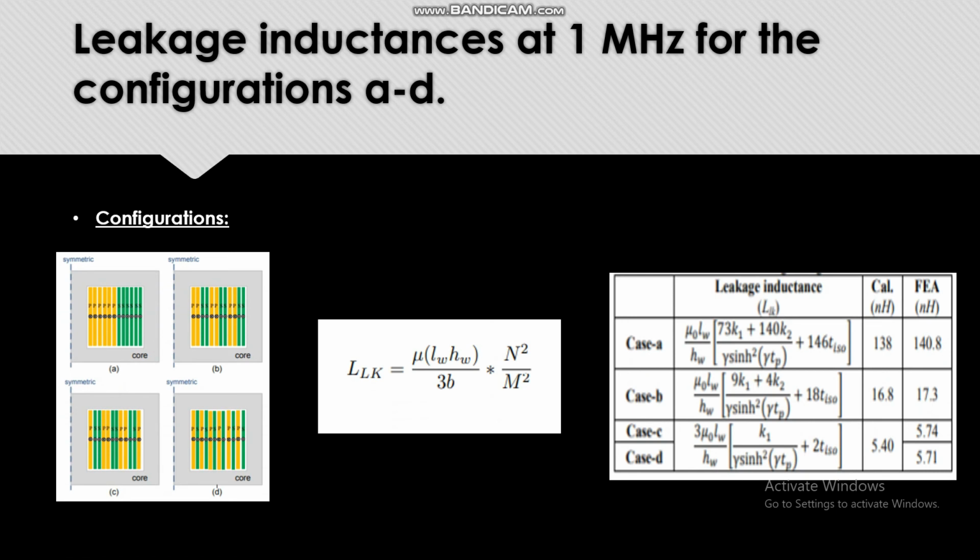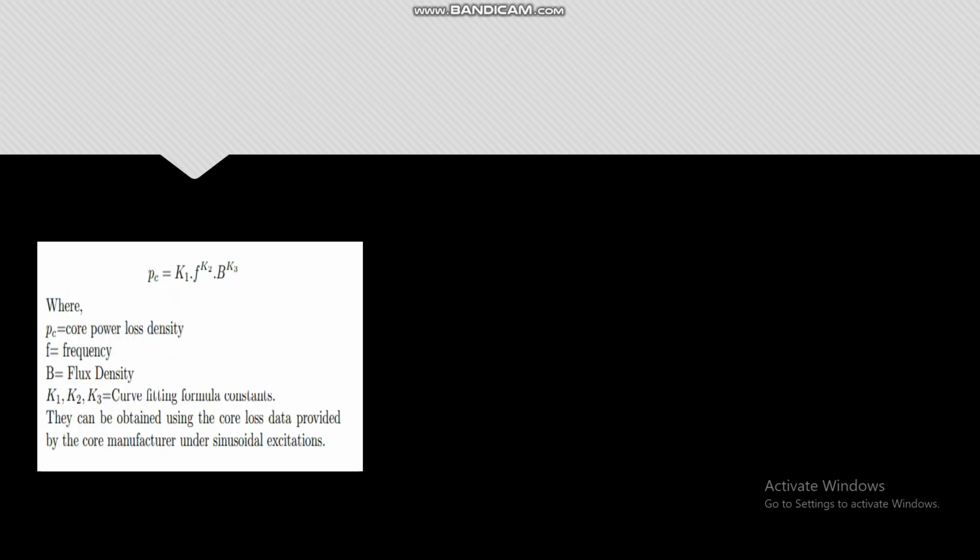Leakage inductance calculations and simulations for the 4 cases at 1 MHz are shown on this slide. We can see the values of the leakage inductances and compare them.